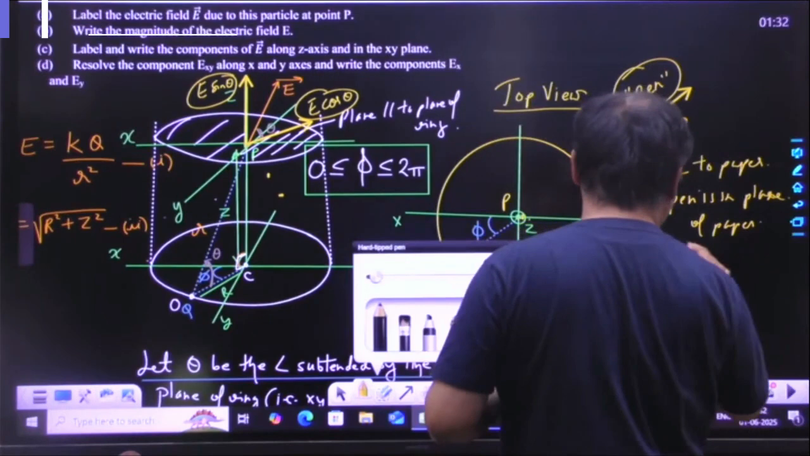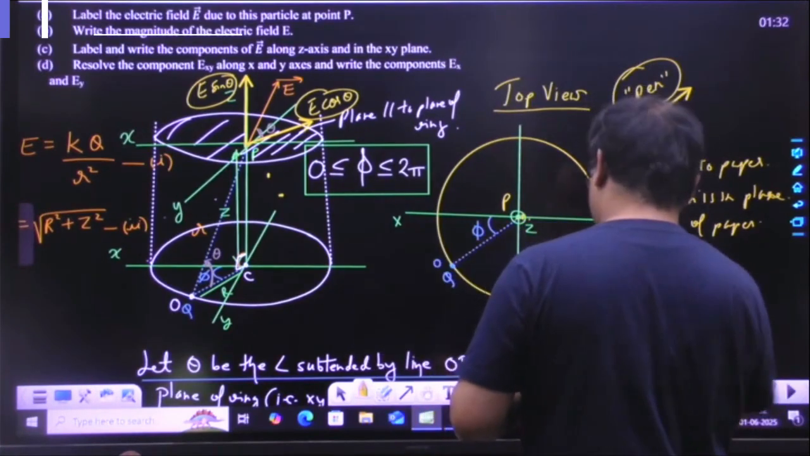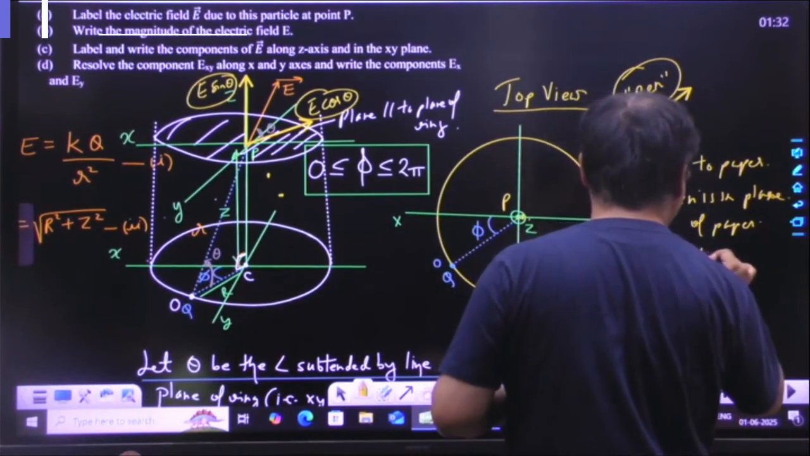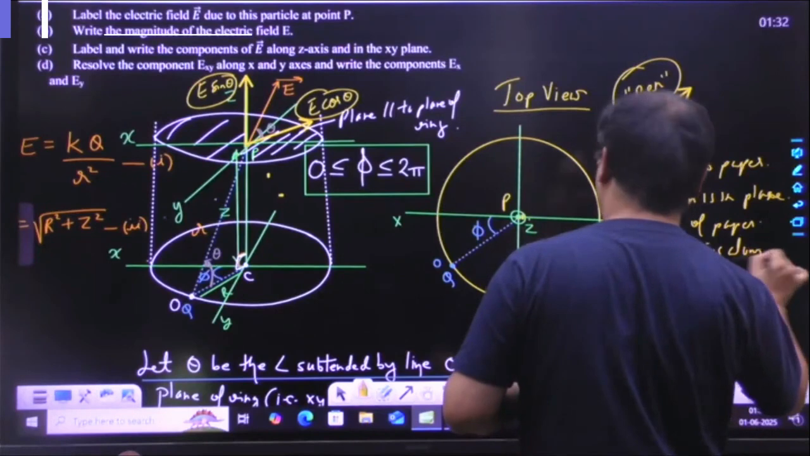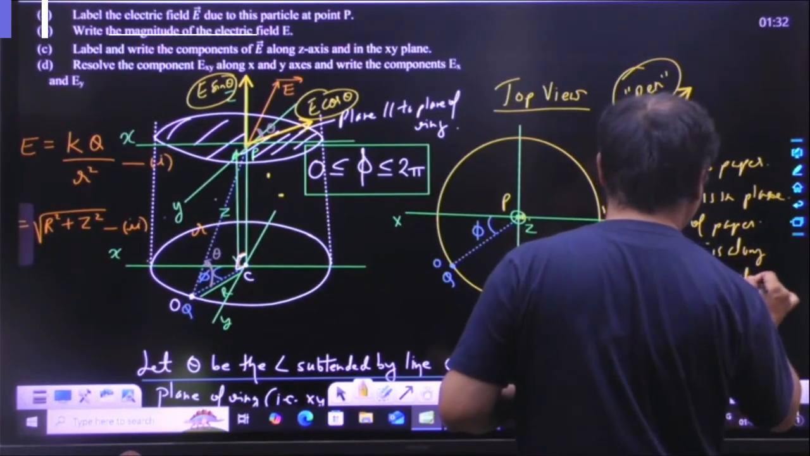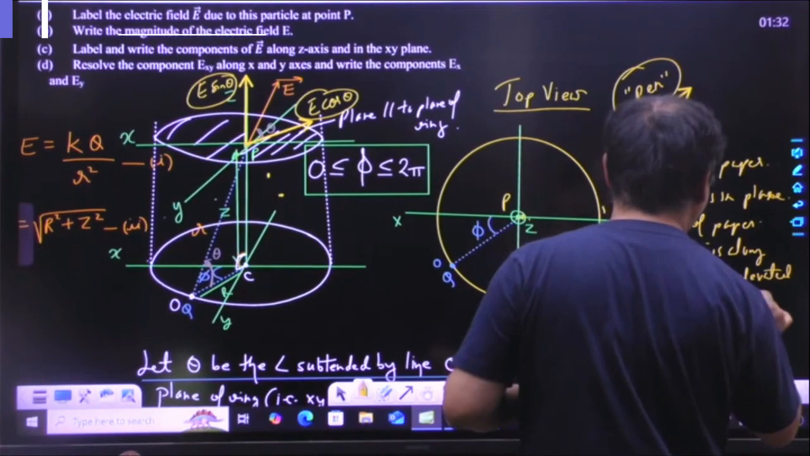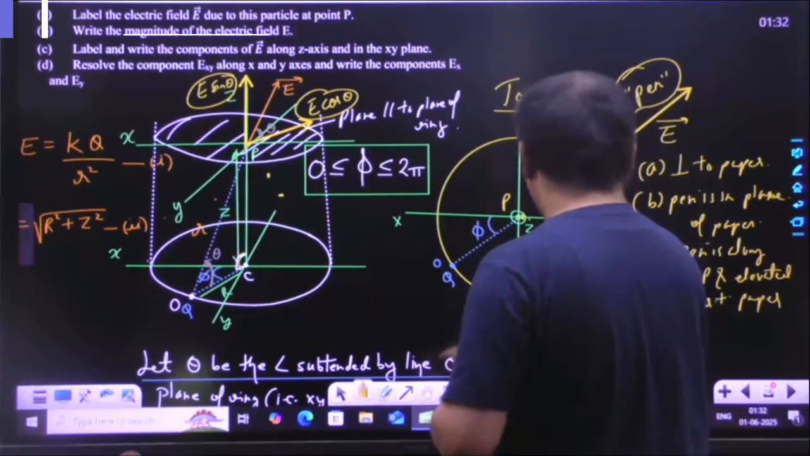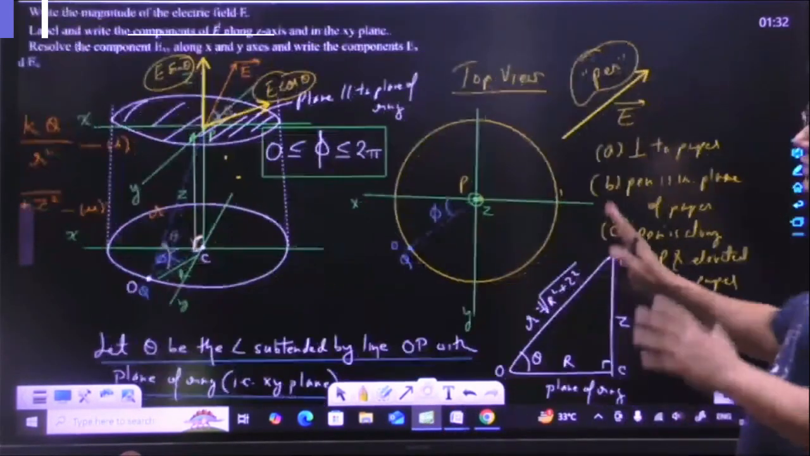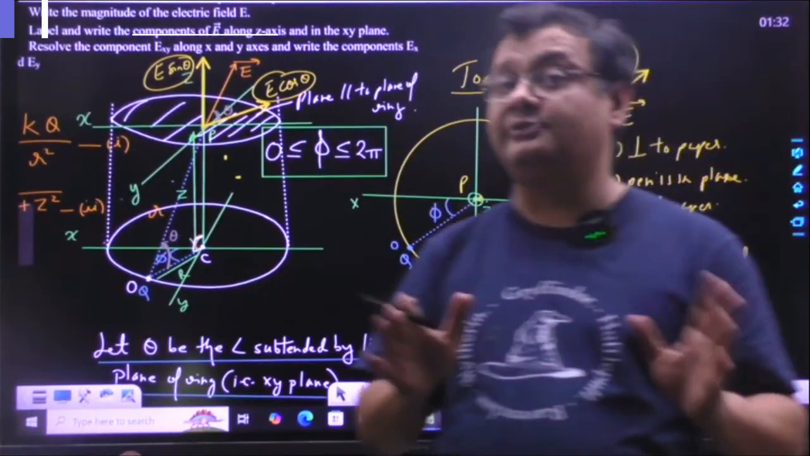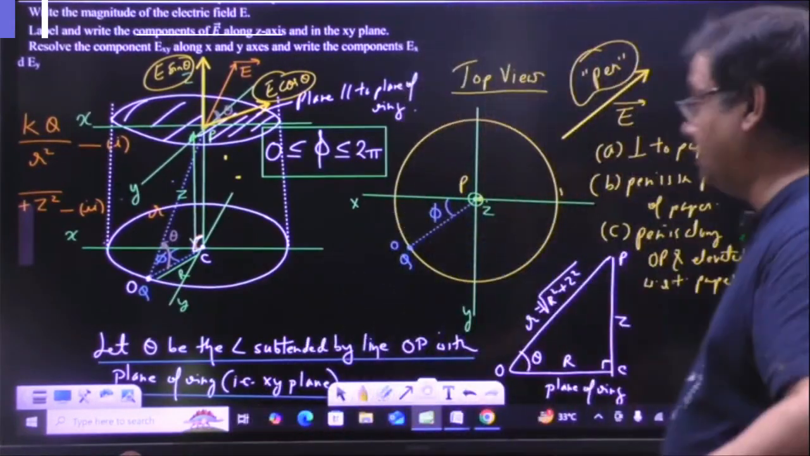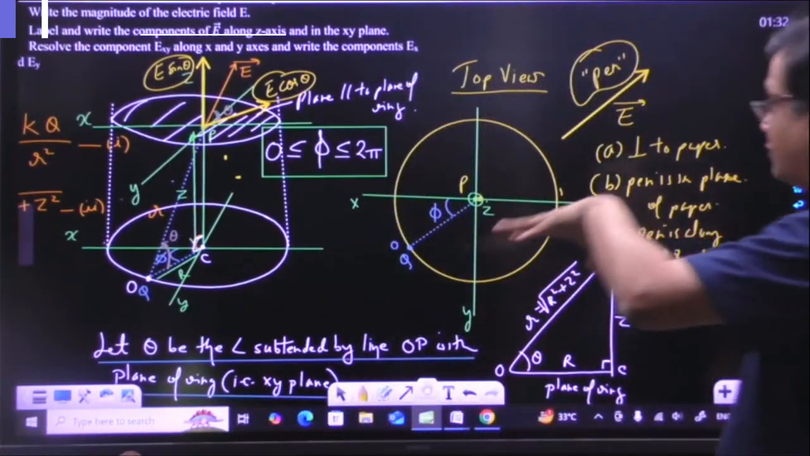So what do you think? Just make the video still. The pen is along OP and elevated with respect to the paper. Which orientation will be the correct orientation for the pen or the electric field vector? Make the video still and check your answer.